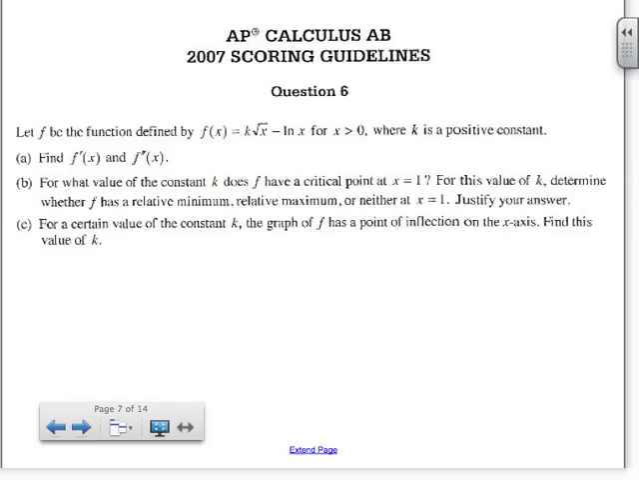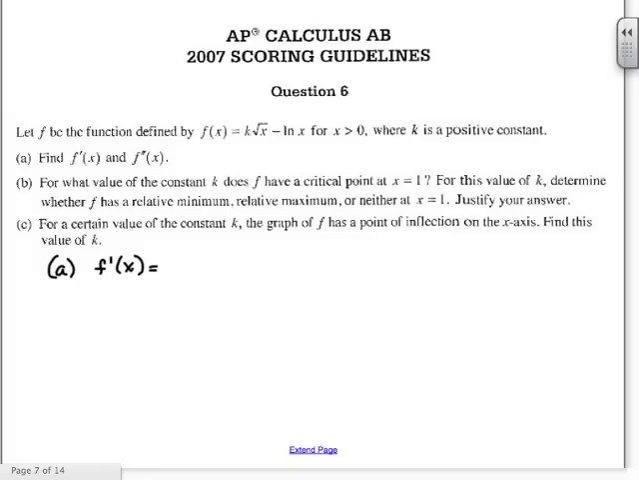2007, question number 6 on the AP Calculus AB exam. Let f be the function defined by f of x equals k times the square root of x minus natural log of x for x greater than 0, where k is a positive constant. Find f prime and f double prime. So hopefully this is a review from last chapter.